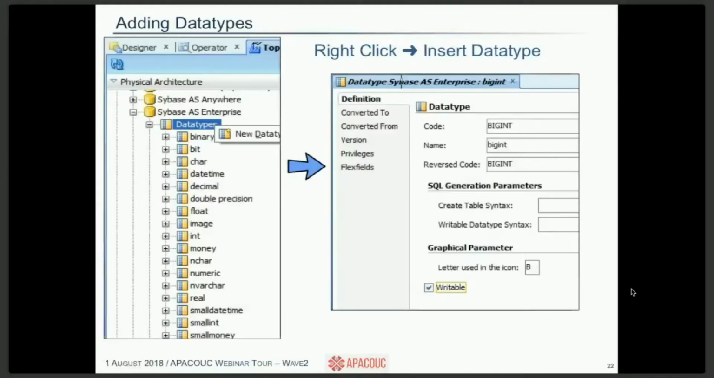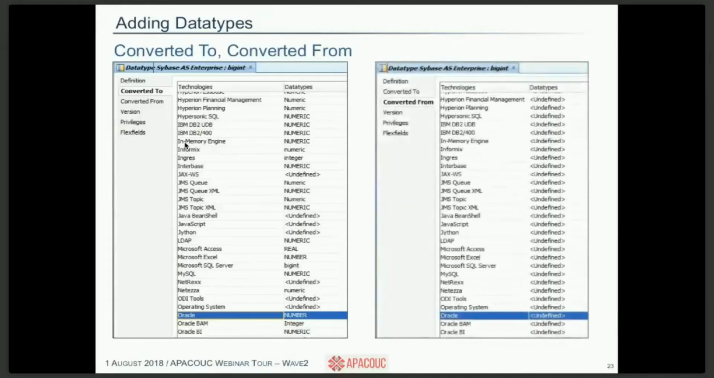Second one, if you want to convert to or convert from with any other technologies, for instance, this big int data type will be implemented as number in Oracle, numeric in JMS, or integer in Ingres. If the numeric data type in Informix holds the information about the big int, it's all fine because you are creating a new data type.